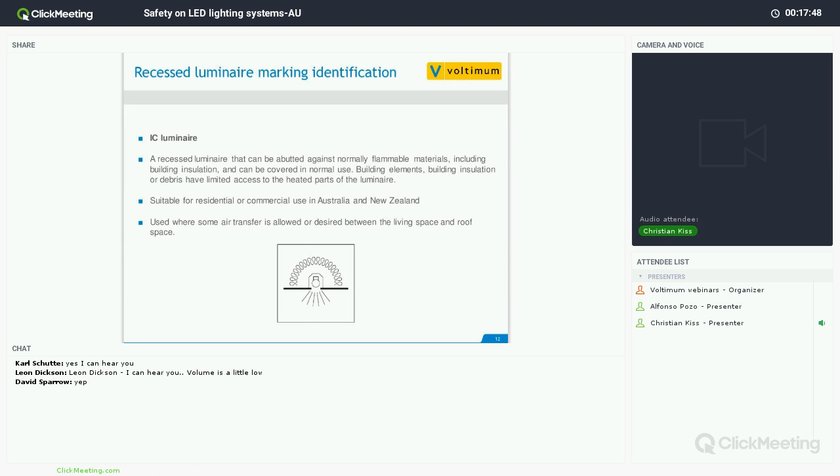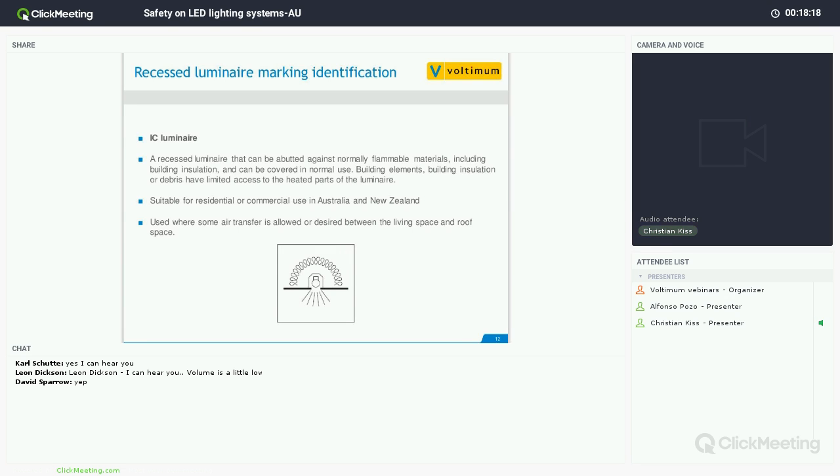Okay, so the next one is an IC luminaire. Basically, an IC luminaire is a recessed luminaire that can be abutted against normally flammable materials, including building insulation, and can be covered in normal use. So building elements, building insulation or debris have limited access to heated parts. Basically, again, it's a probe test to make sure that heated parts can't be accessed easily. But effectively, an IC luminaire is suitable for residential or commercial use.